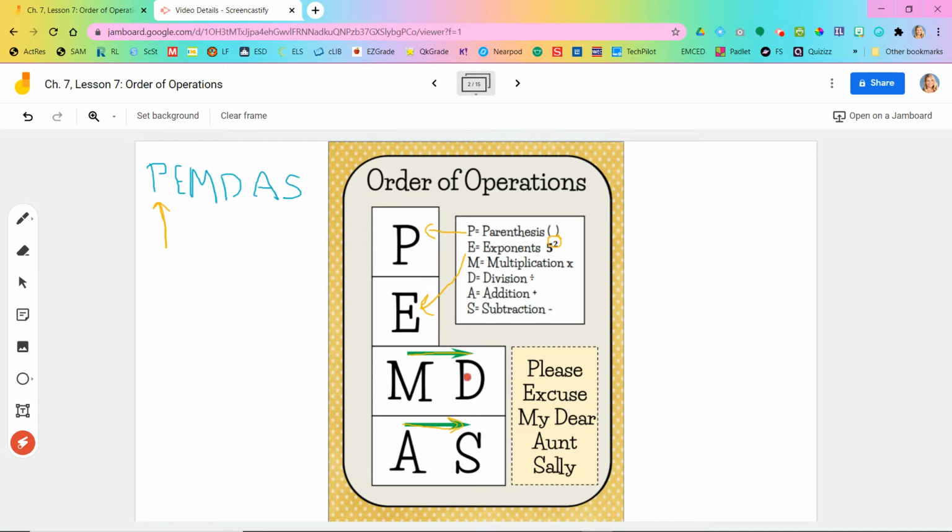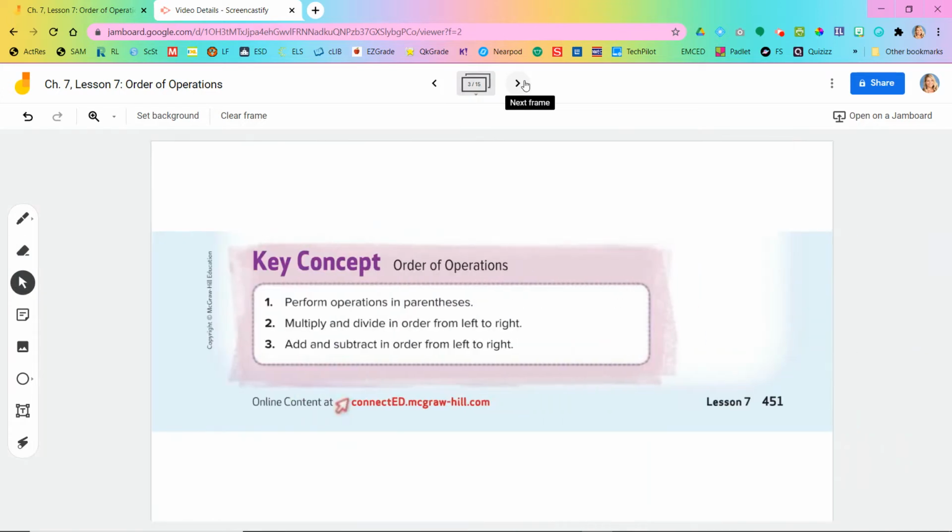Now, these tricks, my PEMDAS, parentheses, exponents, multiplication, division, addition, subtraction, is the same as, please excuse my dear Aunt Sally, parentheses, exponents, multiplication, division, addition, subtraction. And both of these little tricks help me remember my order of operations so that I know which operation to do first. And that helps me to get one correct answer so Miss Moore doesn't have to use 500 different keys. Pretty awesome, right?